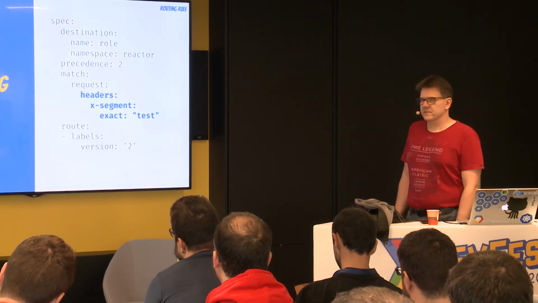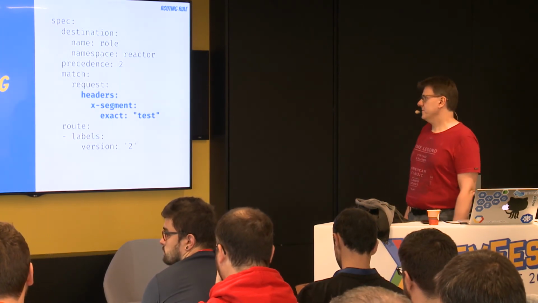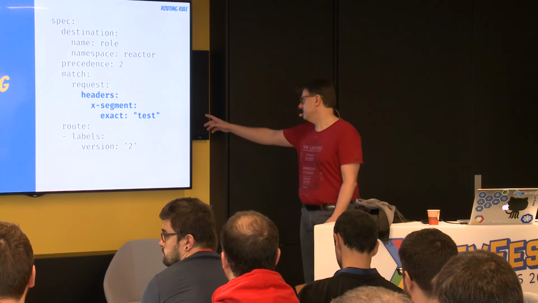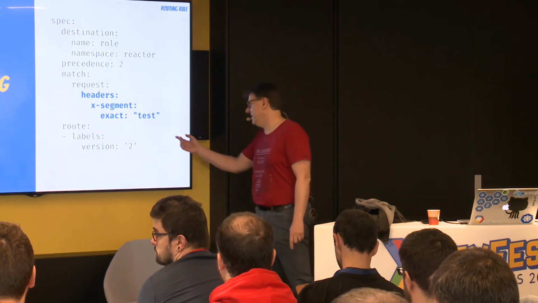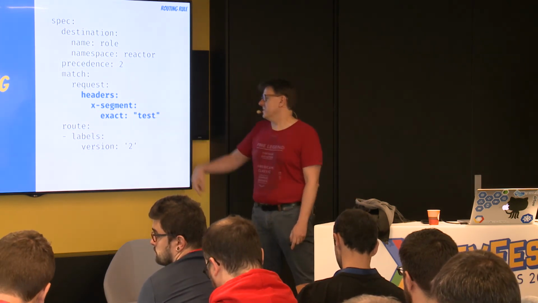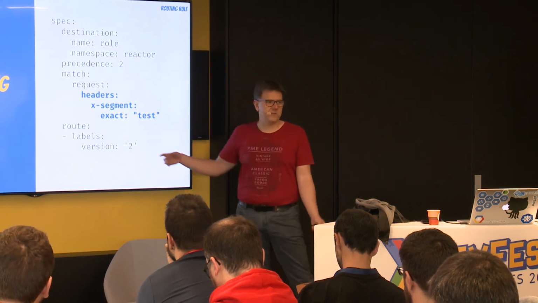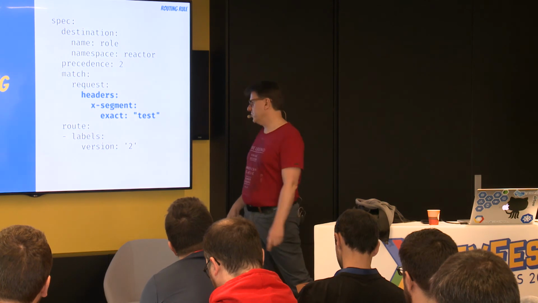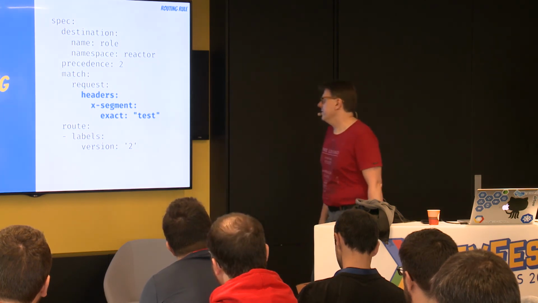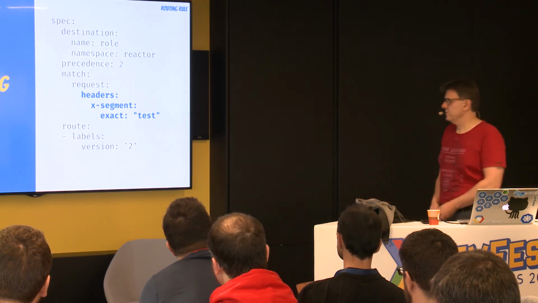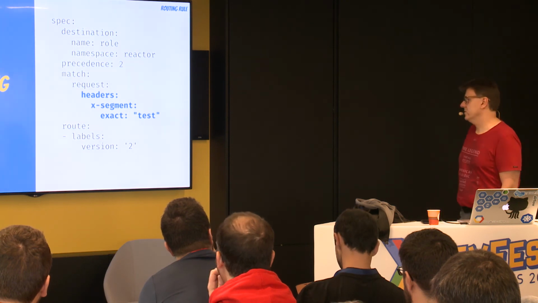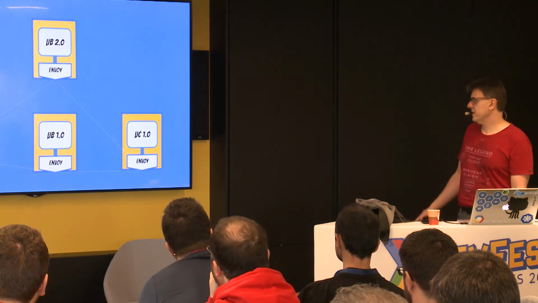Then you can say to Istio, okay, do something different. So you have a test segment. Why not let your employees first go to version 2 and then roll out to the next ones. So we typically have this.